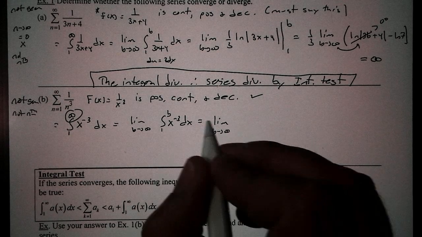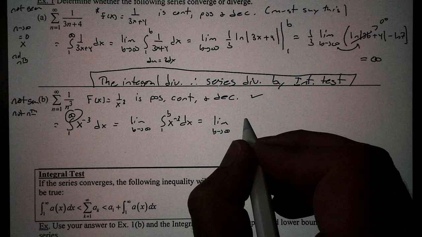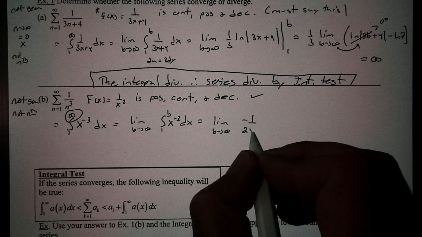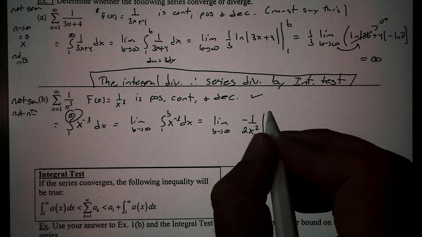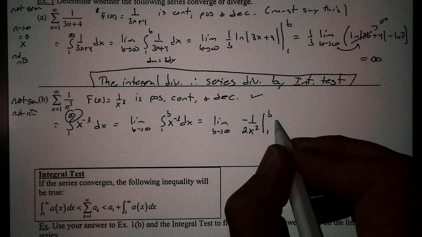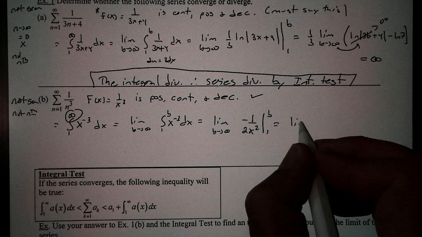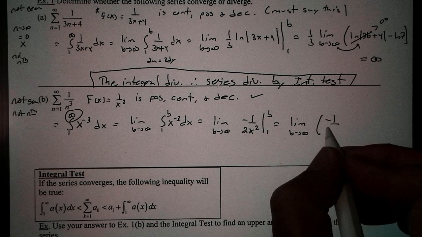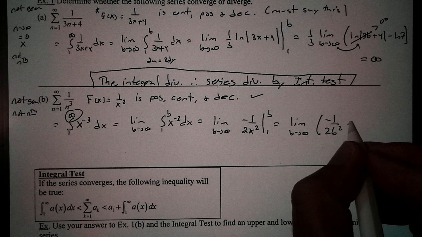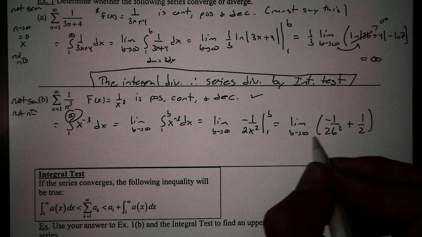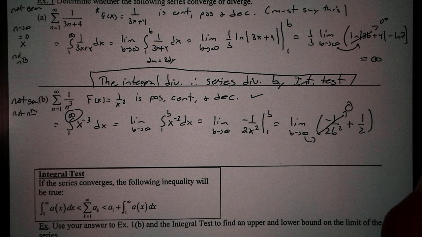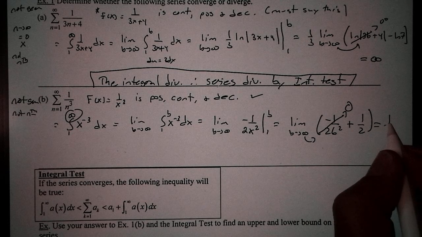Be careful, you're going to add 1. So we're going to get negative 1 over 2x squared from 1 to b. And we're going to plug in, using the fundamental theorem, as b goes to infinity, negative 1 over 2b squared plus 1 over 2. Plug in infinity, this becomes 0 now. And so what we're left with is just 1/2.